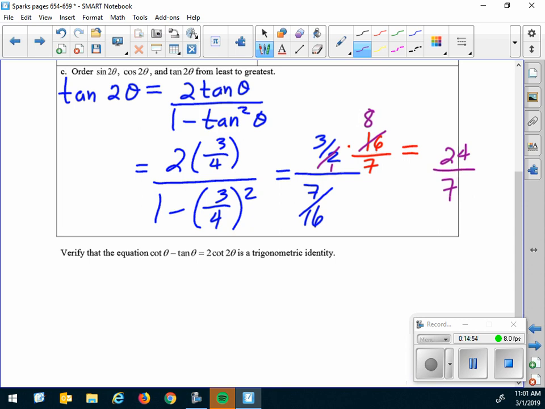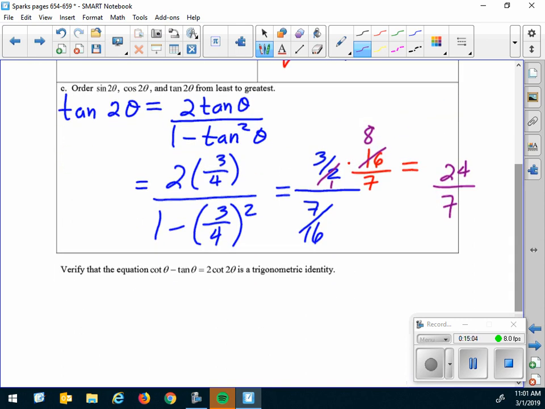Look at the question. Order sine 2 theta, cosine 2 theta, tangent 2 theta from smallest to biggest. What was the smallest of those three? 7/25, which was what? All right. Which one was next? Sine 2 theta, that was the 24/25. And then tangent, because that's bigger than 1. Well done. Questions? Pretty easy.